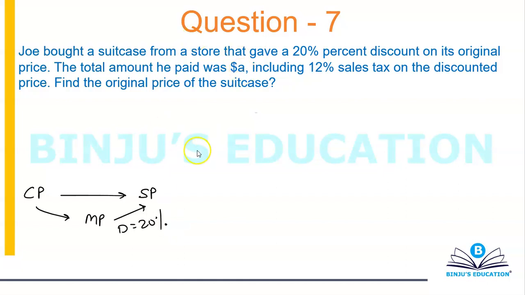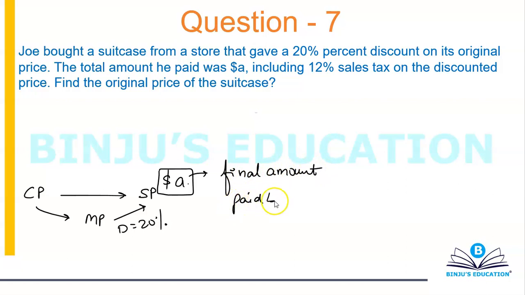The total amount he paid was $A. Now what he paid will be the selling price. So selling price is $A, including 12% sales tax on the discounted price. Find the original price of the suitcase. Okay, now this $A is the final amount paid by Joe, which I believe would include the sales tax given in the question, and this is the amount which is after the discount.